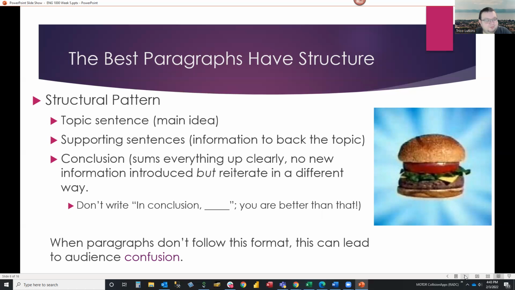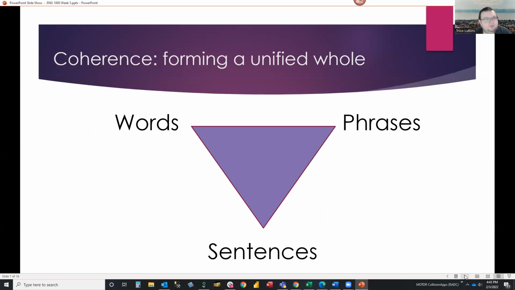When paragraphs don't follow this format, they can lead to audience confusion. You don't want your audience confused, especially since a lot of times when you write something, you're trying to get a point across. If your audience is confused, they're not going to get the point you're trying to tell them. So coherence means forming a unified whole. All these things work together to create coherence in your writing. You have words and phrases and sentences, and they all work together.